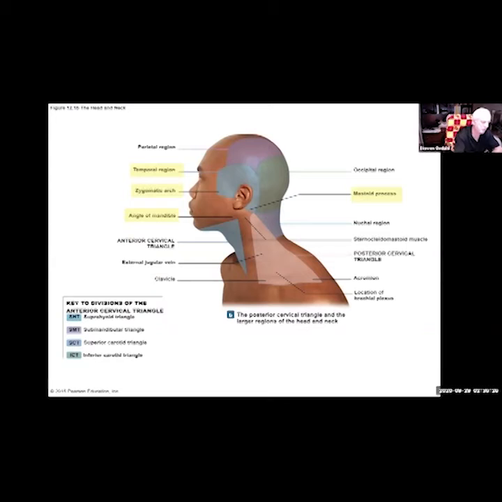Okay, you also have the temporal region. Remember the temporal bone lies right here. So this is your temporal region. This is your zygomatic arch that we have. The angle of the mandible. This is the body. This is the angle. That's the ramus. Okay, and your mastoid process. The mastoid process is just below this, just inferior to the opening of the ear, which is your auditory acoustic meatus.